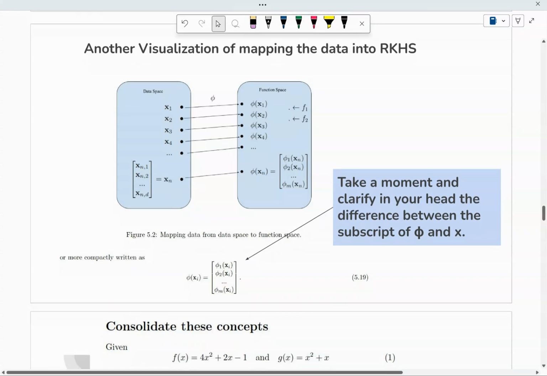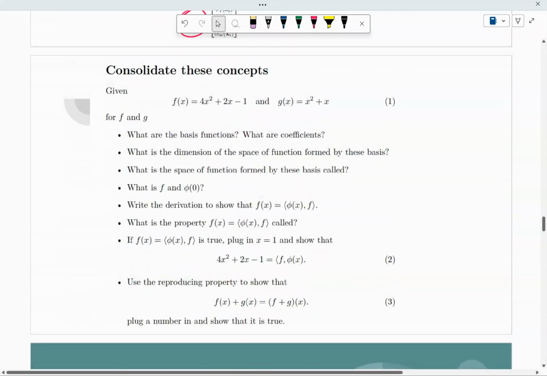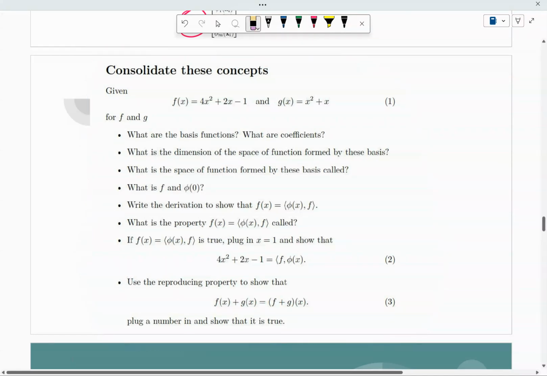All right, take a moment and clarify in your head the difference between them. Okay, so this is phi and x. Yeah, I keep going back to this. Phi 1, phi 2, those are bases. And the one without the number, that is the feature map. Okay? All right, you want to pause the video and see if you can consolidate these ideas by answering those questions. If you can easily answer these questions, hopefully, you will be in a good position to understand what's happening.